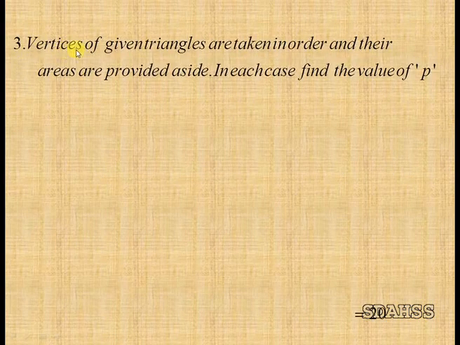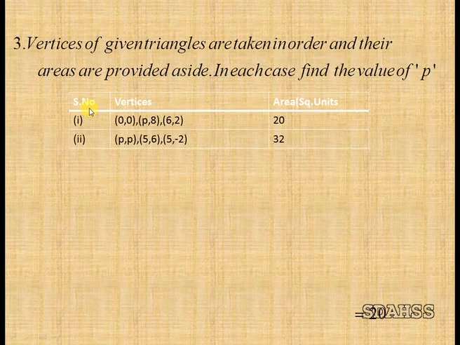Third sum. Vertices of given triangles are taken in order and their areas are provided aside. In each case find the value of P. Here vertices of a triangle are given in order and the areas are provided. Areas are also given, but you have to find the value of A. Here there are two sums. First let us take the first one.